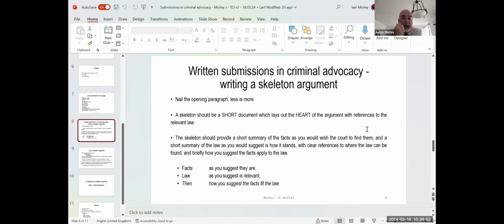Now, a skeleton argument. These are documents of some importance, and they're not much used in the Caribbean region, and we need to get to see more of them. A skeleton argument is an overview of the case. In the opening paragraph, you want to nail what you're asking for.